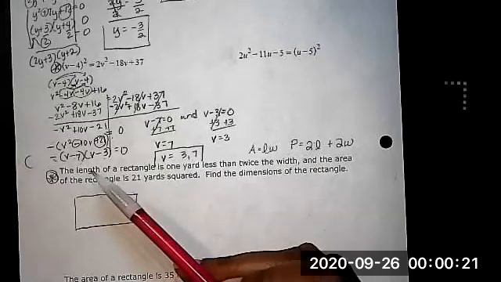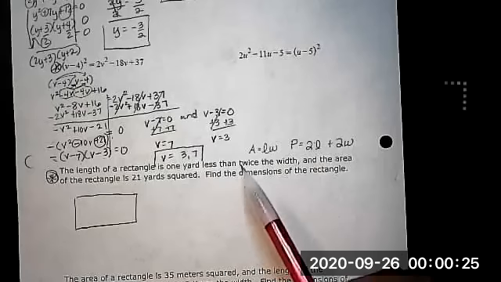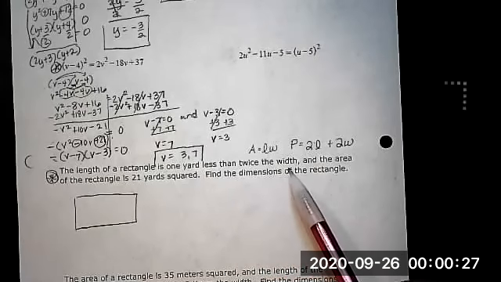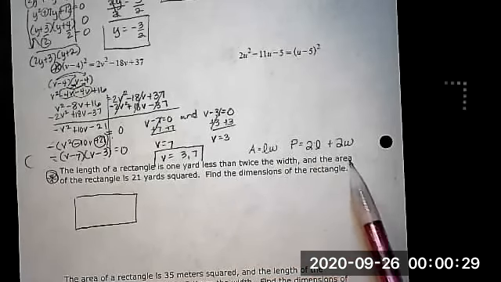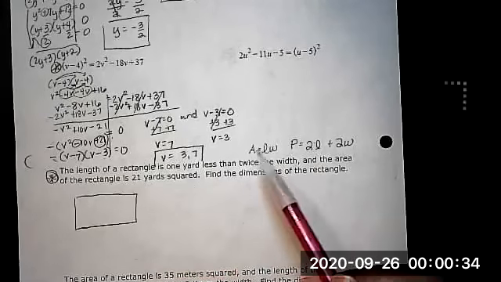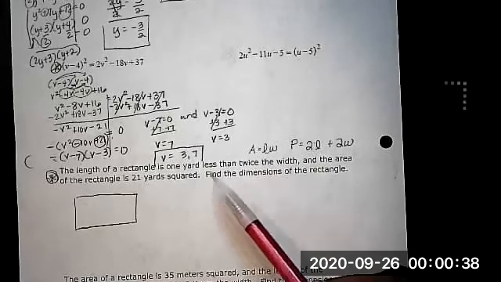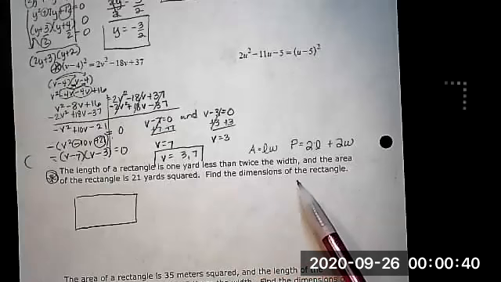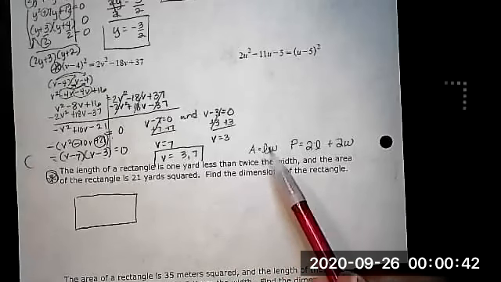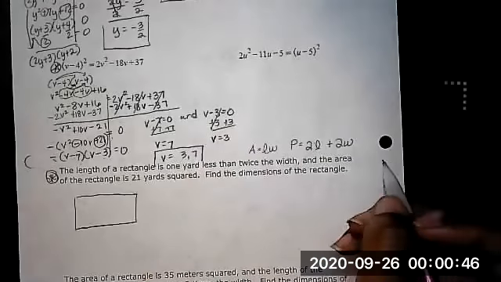So let's see. The length of a rectangle is 1 yard less than twice the width. And the area of the rectangle is 21 yards squared. So they do give you the area, so we're probably going to use this formula. Let's say, find the dimensions of the rectangle. So yes, we're going to be using the area formula. So area equals length times width.